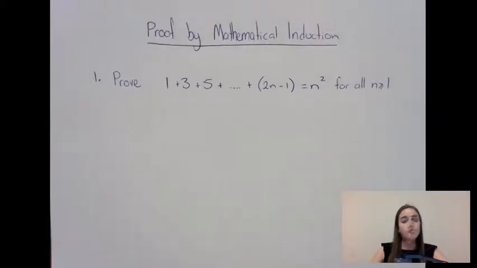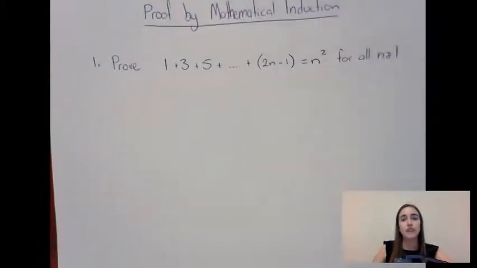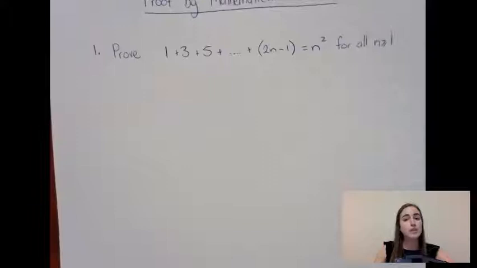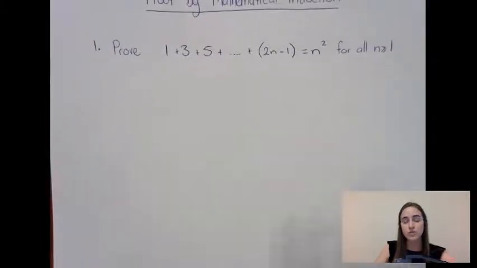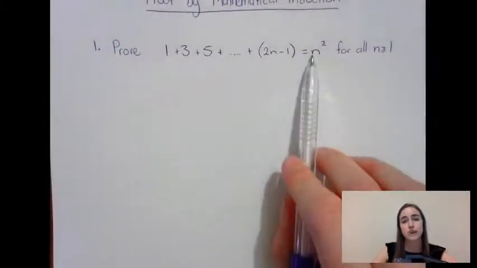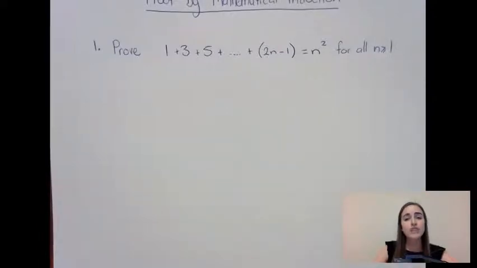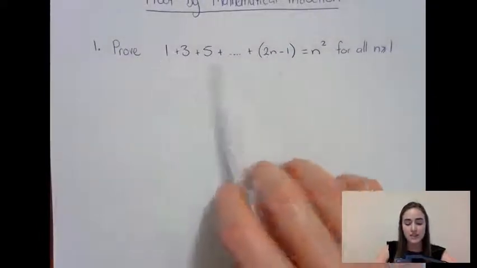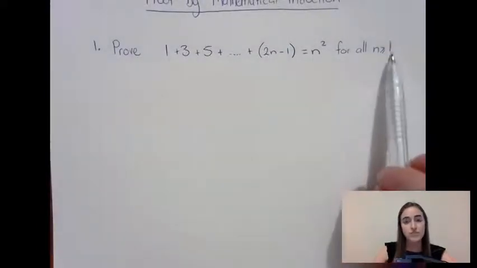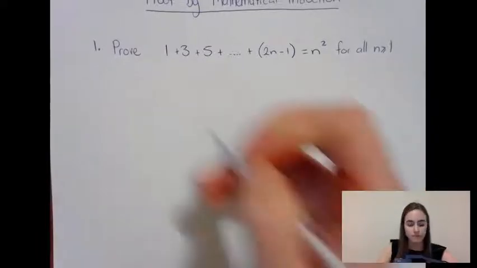All right, so we're going to run through our steps. We already have the statement written right there, so we don't need to rewrite it. But if you were doing it in an exam or in your exercise book, then you would rewrite this statement that we're trying to prove. So our first step is to show that this statement is true for our smallest value, which is n equals 1.